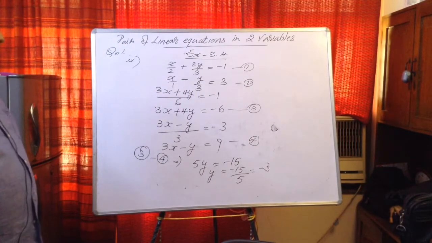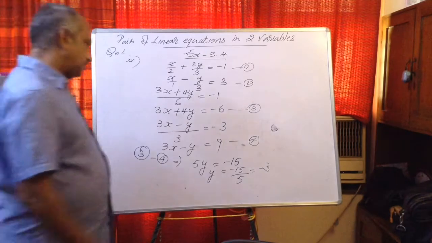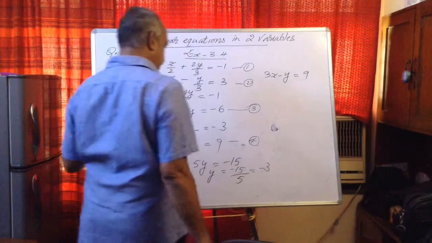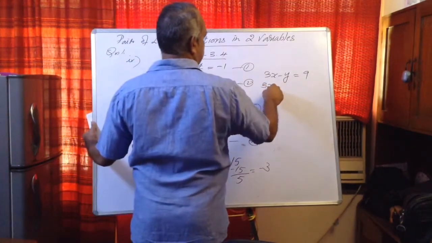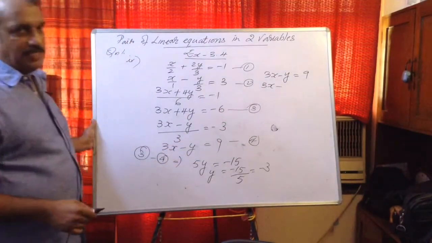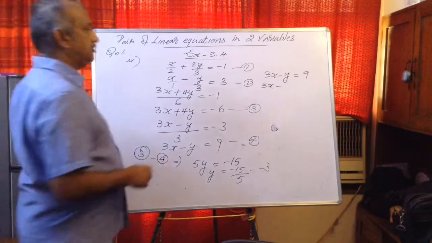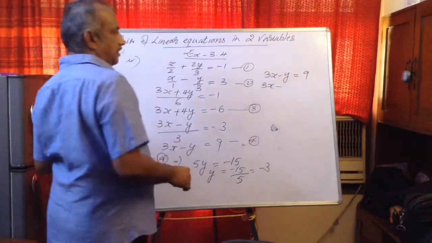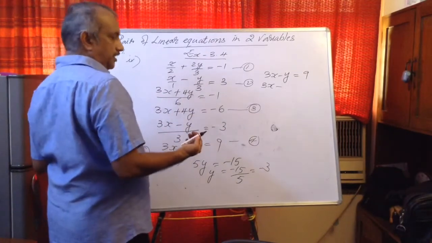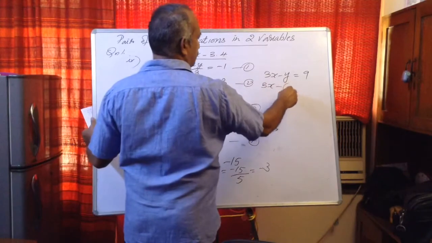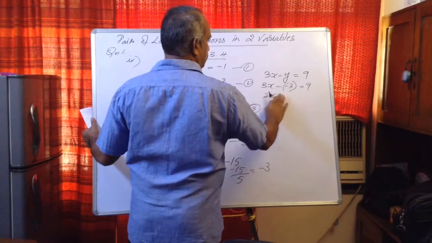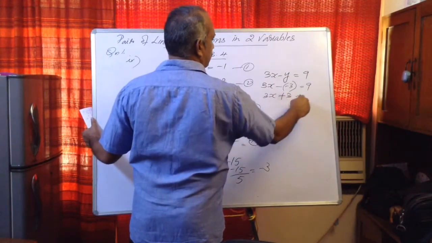Now substitute in any one of the equations to get the value of x. Say, for example, 3x minus y is equal to 9. In the place of y, see, you should not get confused because y is minus 3 and there is already a minus sign. Normally children make mistakes in this type of question. They will write 3x minus 3 is equal to 9 and get the wrong answer. But there is a negative sign and y itself is minus 3, so 3x plus 3 is equal to 9.